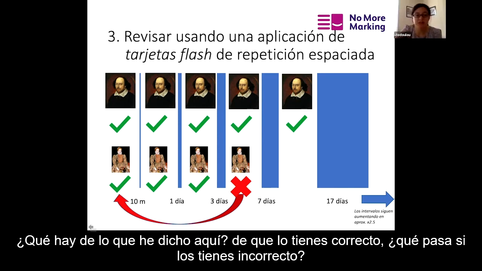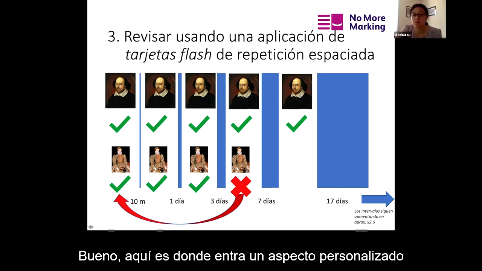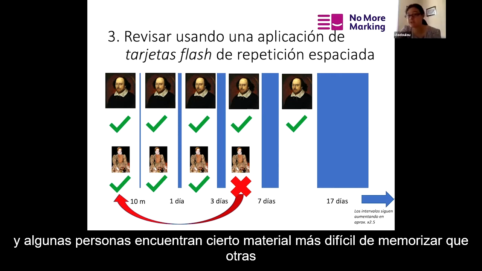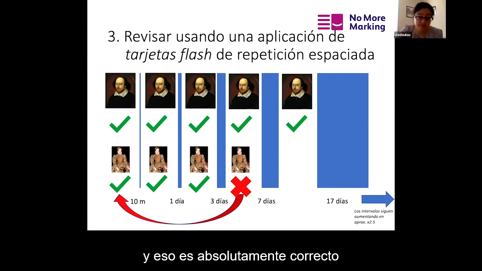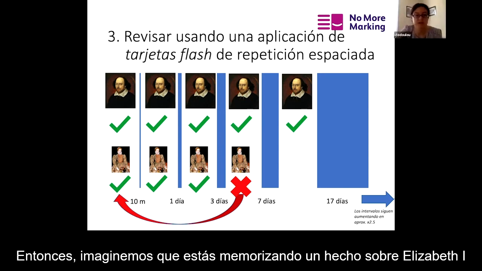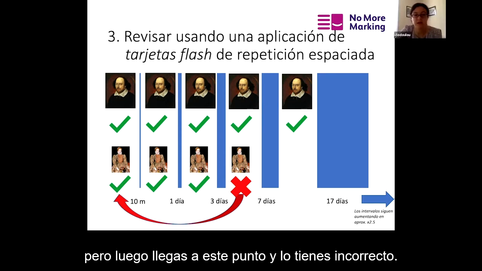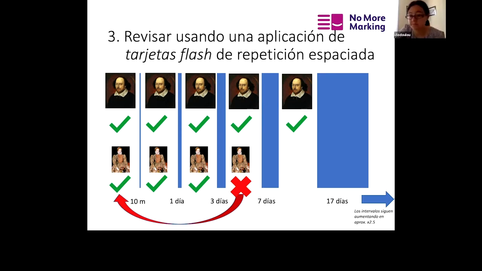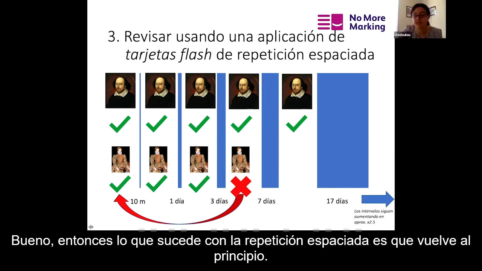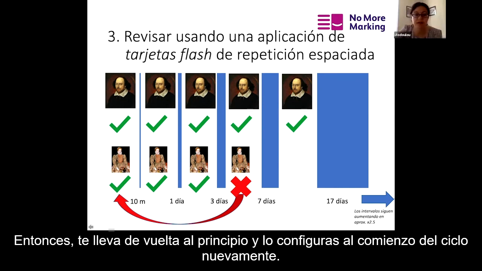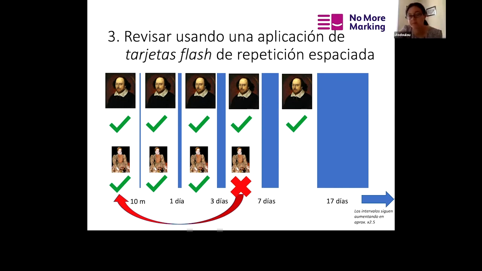What about though, I've said here you're getting it right, what about if you're getting it wrong? Well, this is where a personalized aspect comes into it. And this goes back to what I was saying earlier about how some material is just harder to memorize than others, and some people find certain material harder to memorize than others. That's absolutely right. So let's imagine you're memorizing a fact about Elizabeth I and you just find it a bit trickier, and you get it right the first couple of times, but then you get it wrong. Well, then what happens with spaced repetition is it goes right back to the beginning. You set it at the start of the cycle again.